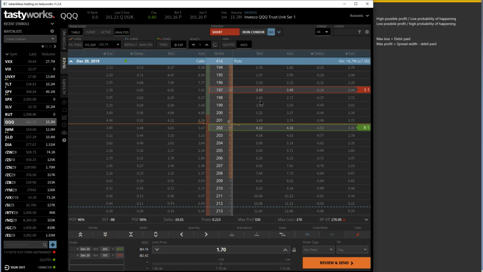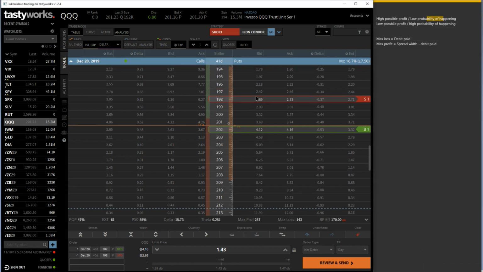So what you want to think of now is that the probability of this actually happening is quite low. The probability of the QQQ going all the way down below 197, as you see with the delta here, is like 34%. So here we go again: it's a higher possible profit, but the probability is going down because the stock has to go further until it reaches that max profit.